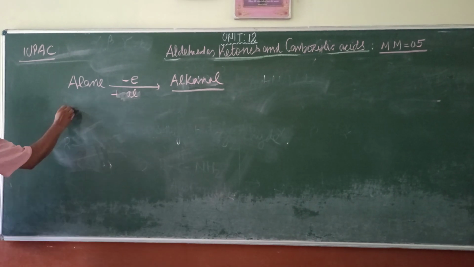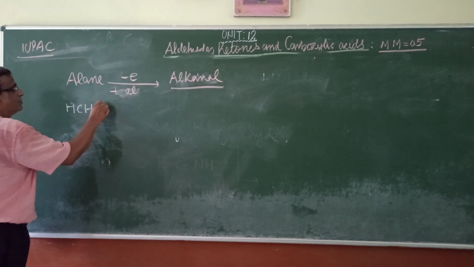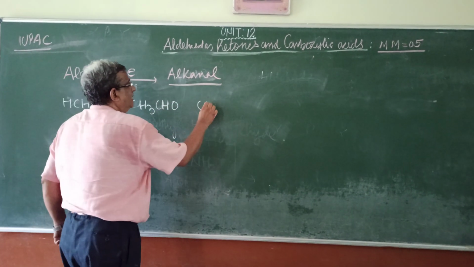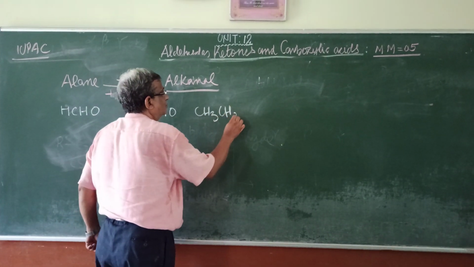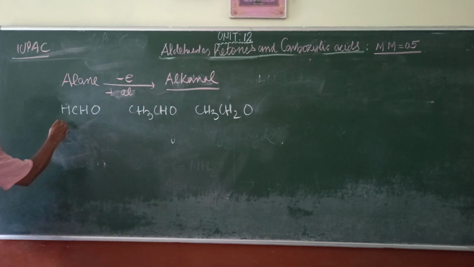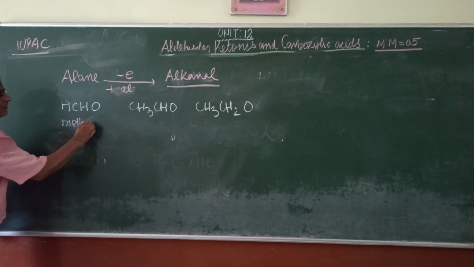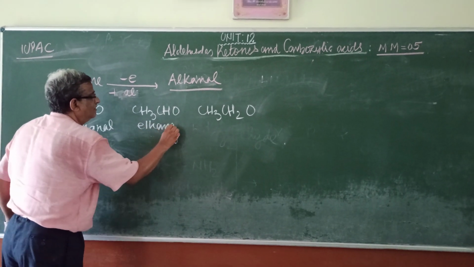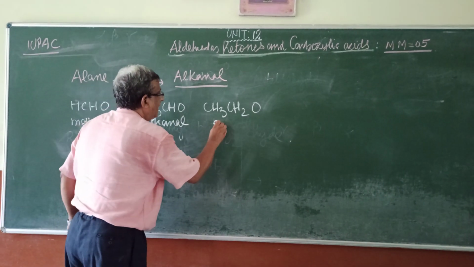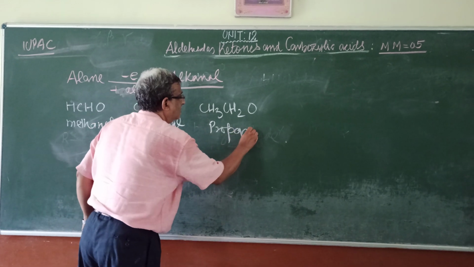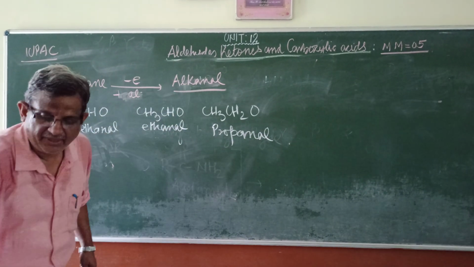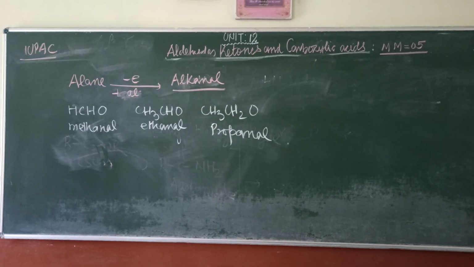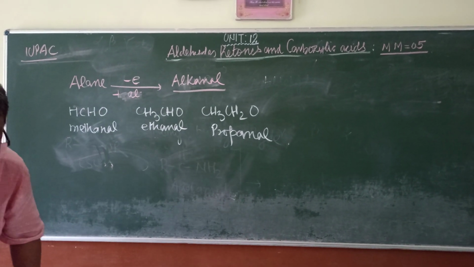For example, HCHO, CH3CHO, CH3CH2CHO. This is called methanal, this is called ethanal, and this is called propanal. I hope you are understanding everything, and I will suggest you to make your own notes.